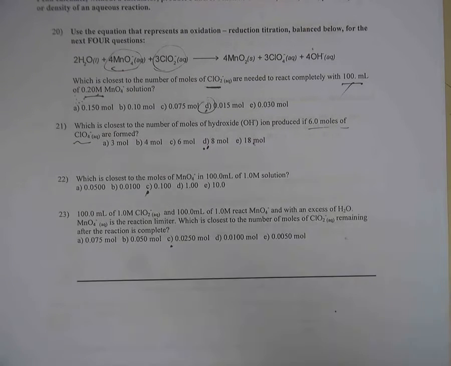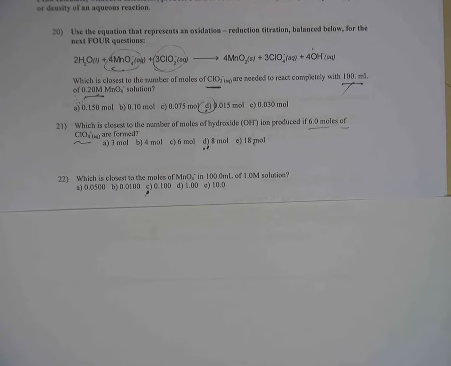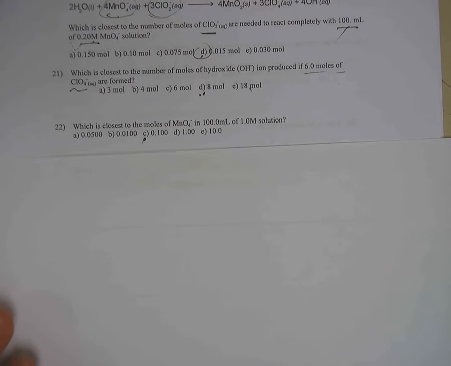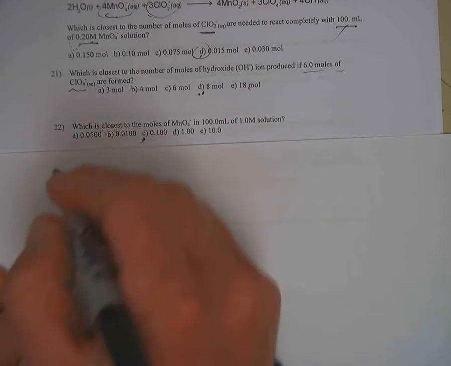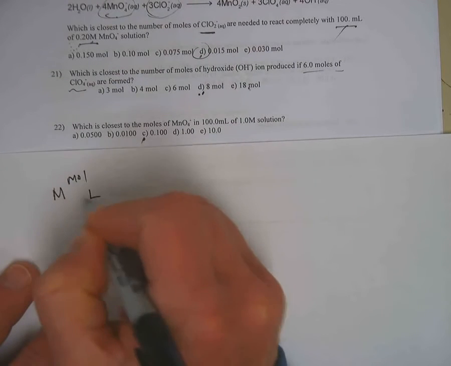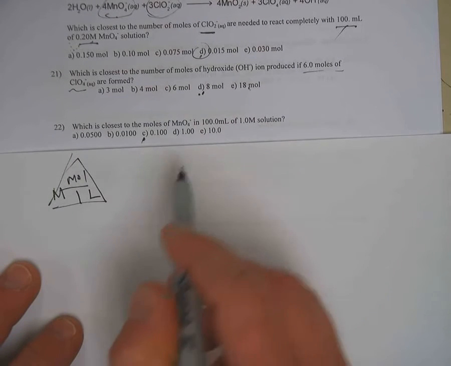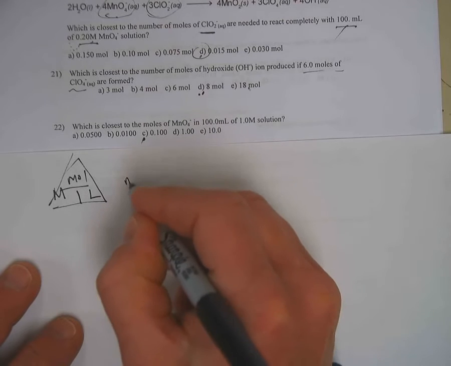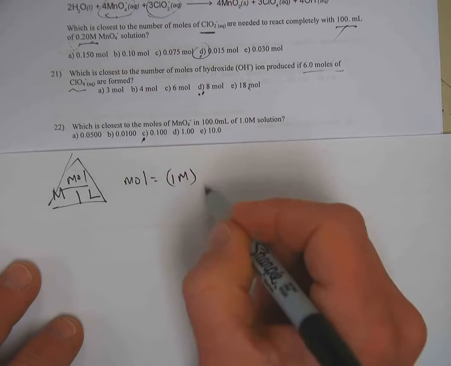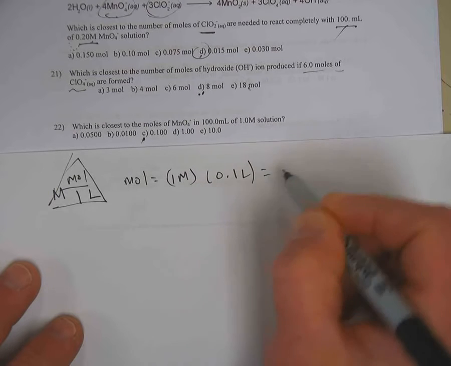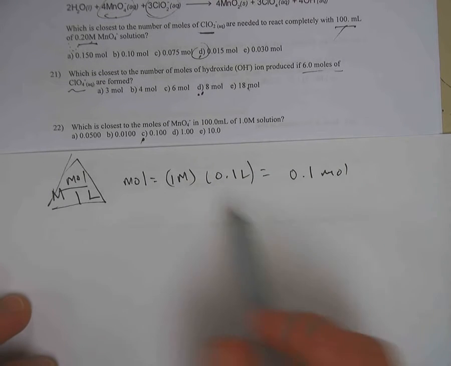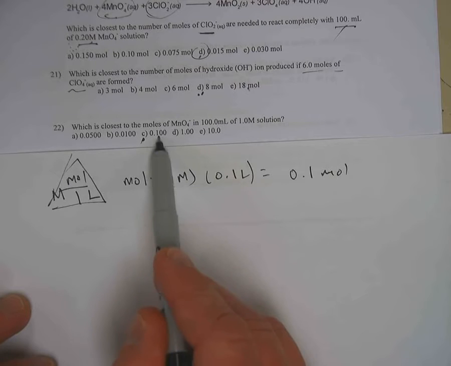Okay, on to the next one, which is closest to the moles of MnO4 minus in 100 milliliters of 0.1 molar solution. So actually this is just simply a molarity triangle question, because all they want you to do is convert to moles. Moles are equal to molarity, 1 molar, times the liters, 0.1 liters, and so 0.1 moles is the closest to that number of moles, which is letter C as in cat.